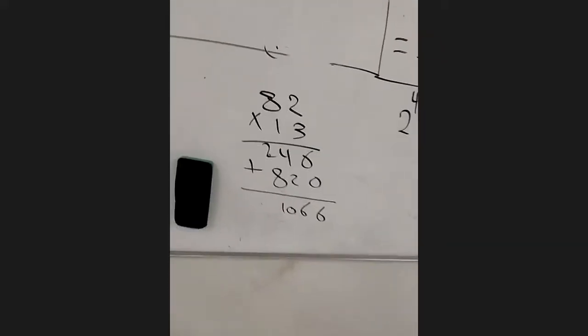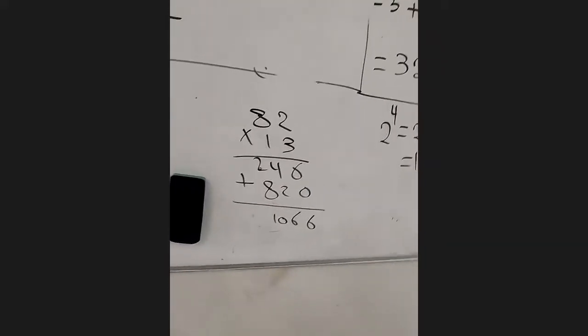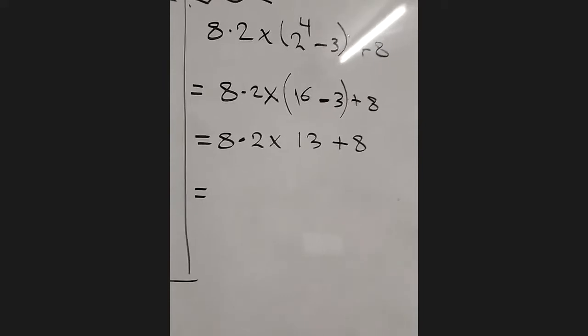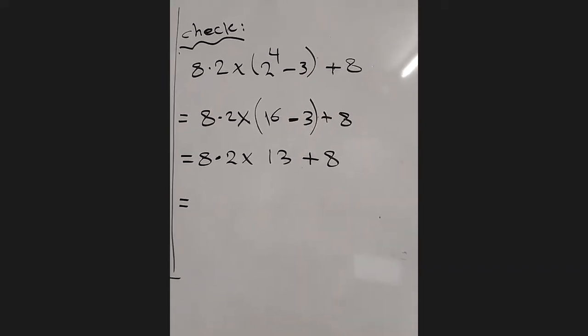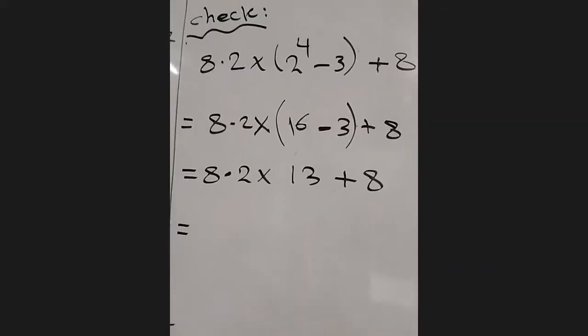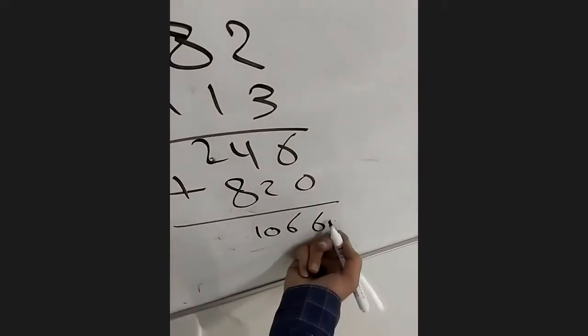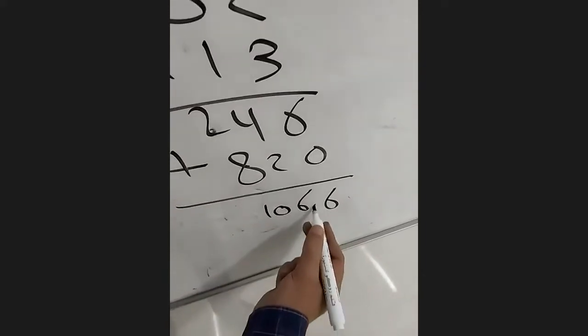Now, I'm done with multiplying without decimal. Where will I put the decimal, Hisham? We'll count how many digits. After the decimal, we have only one digit. So here I will count one digit from the right? Yeah. So it will be here.